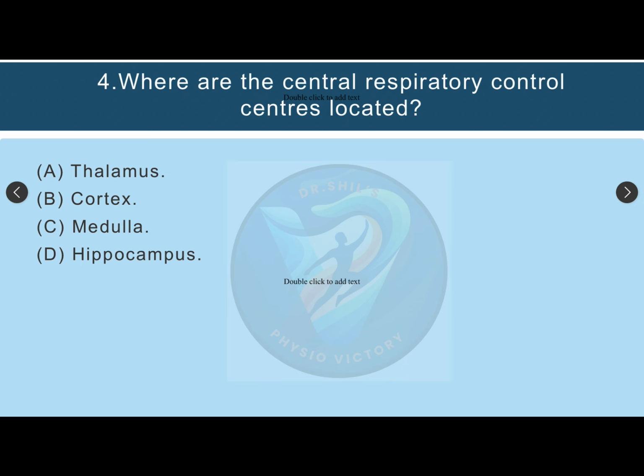Next question. Where are the central respiratory control centers located? Option A, thalamus. Option B, cortex. Option C, medulla. And option D, hippocampus. This is a very easy question. The answer is option C, medulla. Central respiratory rhythm is generated by the medulla oblongata.